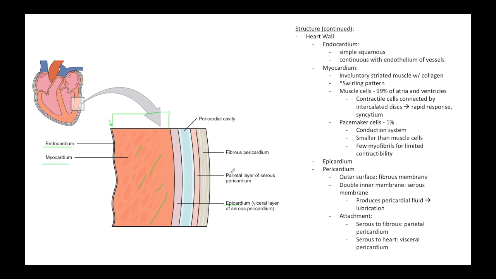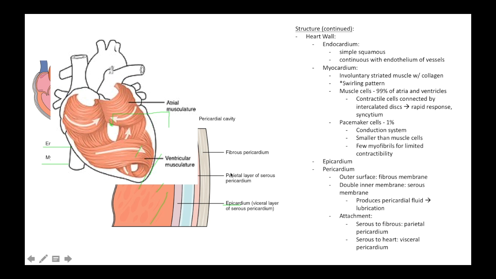And important to also know that the myocardium is arranged in this swirling pattern. You can see here, kind of makes a little figure 8 around the atria and ventricles. So it's just kind of what it looks like.